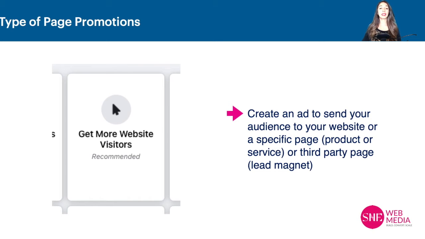The next one, obviously, get more website visitors. This is to create an ad to send your audience to your website or a specific page on your product. If you have a seasonal business and in a certain season you will have people coming through, then you have a specific page that you want to send people to, or if there's a third-party page, for example, if you have a lead magnet for your freebie.